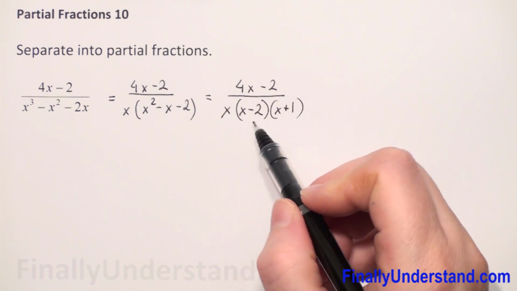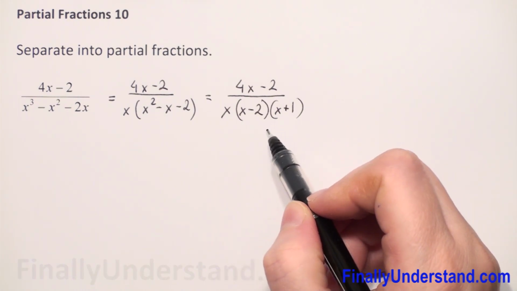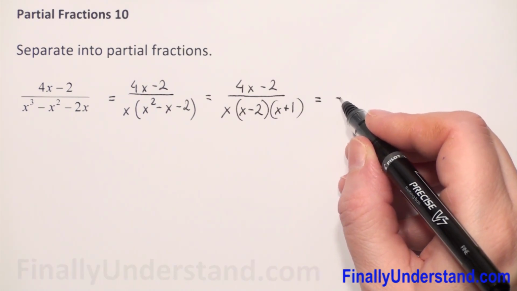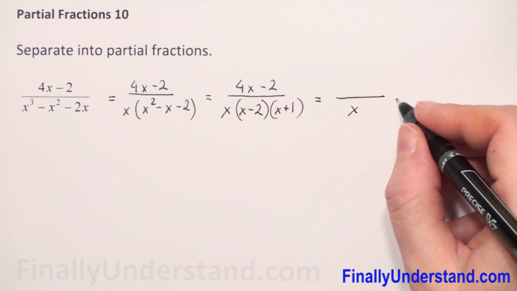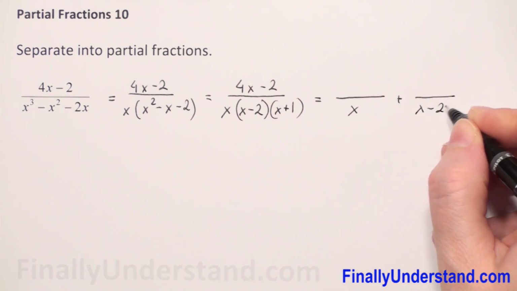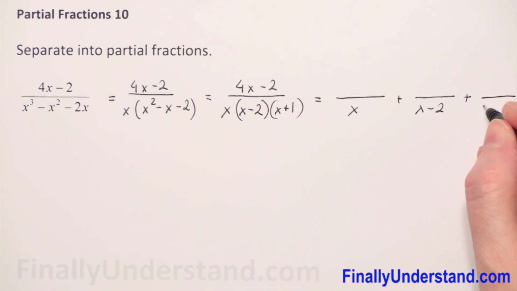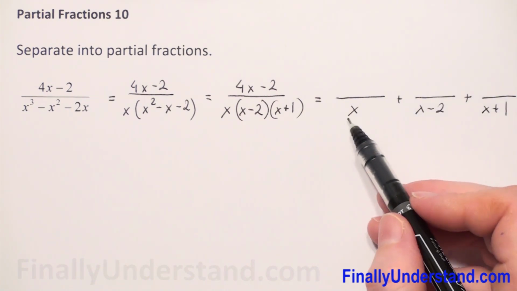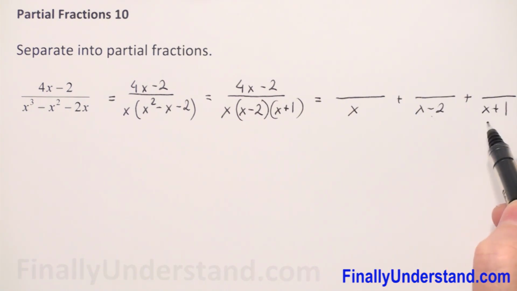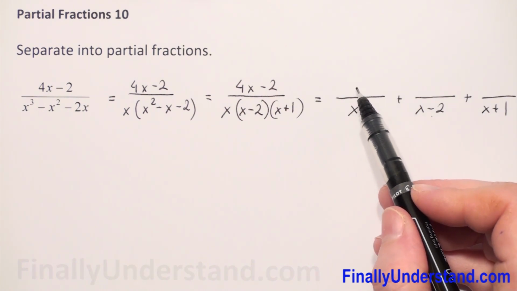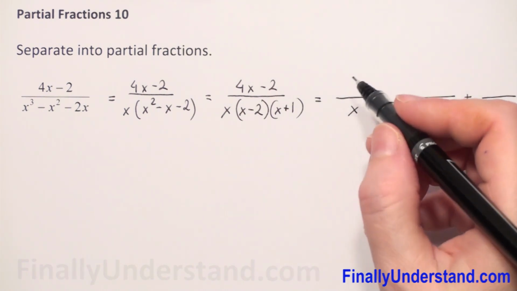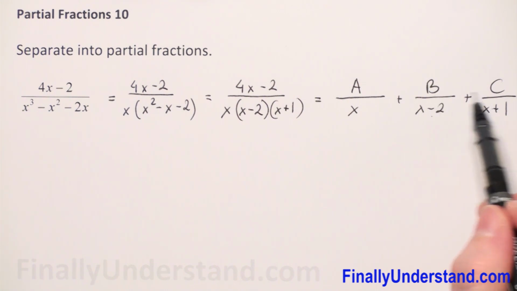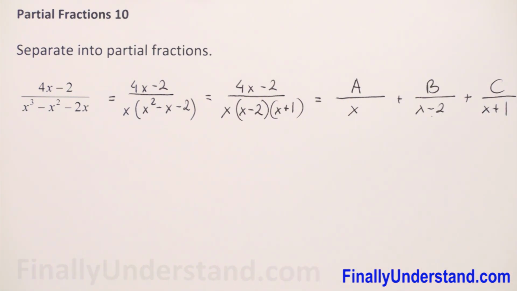Now every factor of our denominator will be the denominator of one of our partial fractions. So first we have x, next we have x minus 2, and the last factor is x plus 1. And what will be in the numerators? Always when we have different linear factors, in the numerator we have constants. So it will be A, B, C. And we need to find these constants. These constants are our unknowns.